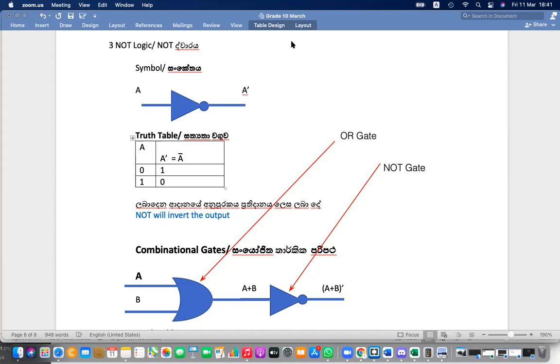So that is the logic, and NOT will invert. Okay, please write down the NOT gate, also draw the truth table, also write the statement, and then let's go to the next new topic. It is combinational gates, and there you can see two gates are combined. Let's explore that next. So please write this down quickly.